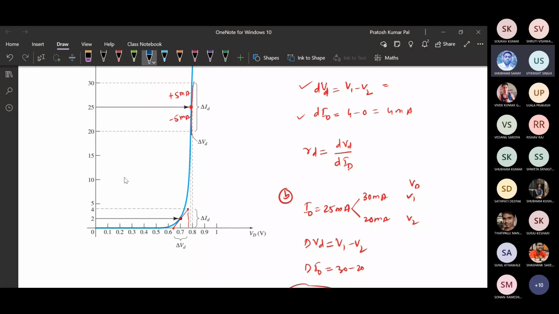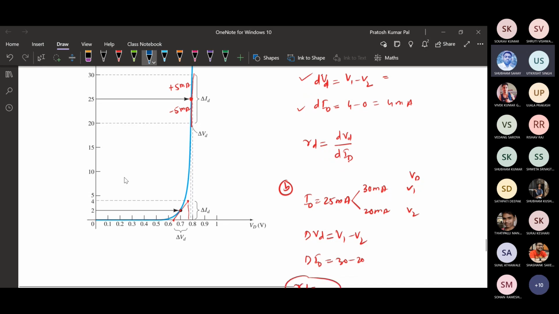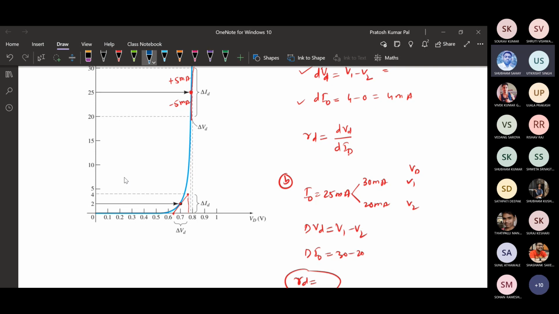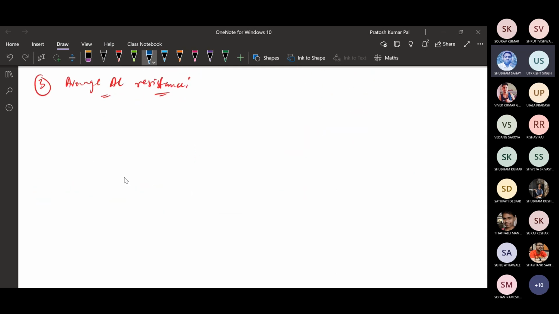so that we will not be able to get the two different points. So in that case, what we will be doing is we will just calculate the average AC resistance or average resistance. Okay, so in that case we will just take two different steps. So suppose this is the curve. So in that curve, we will just consider any two points, and with respect to that, what will be the VD and ID.